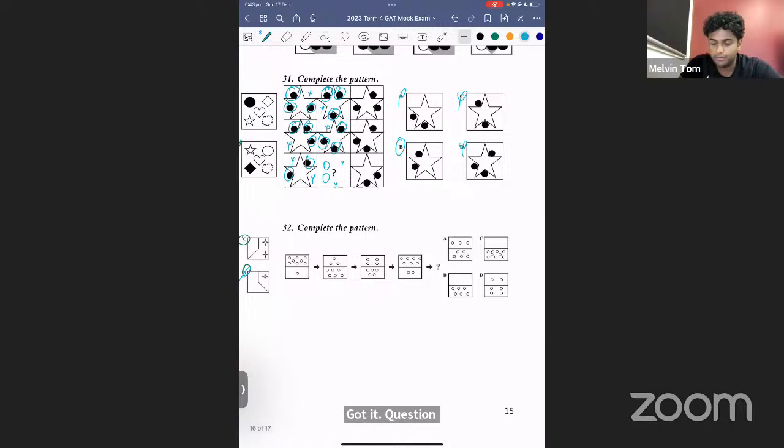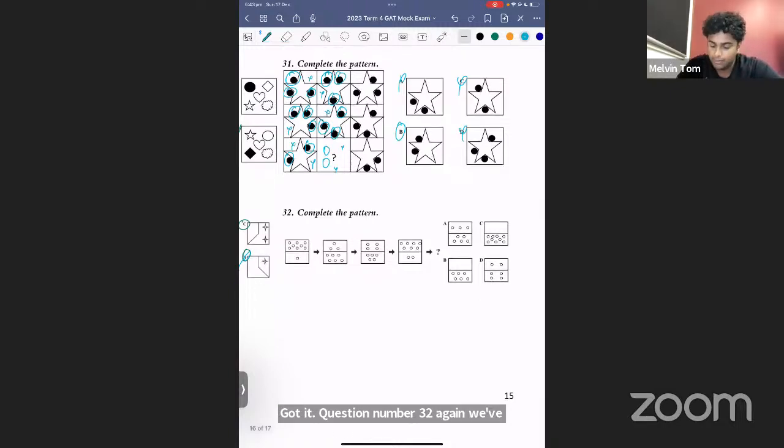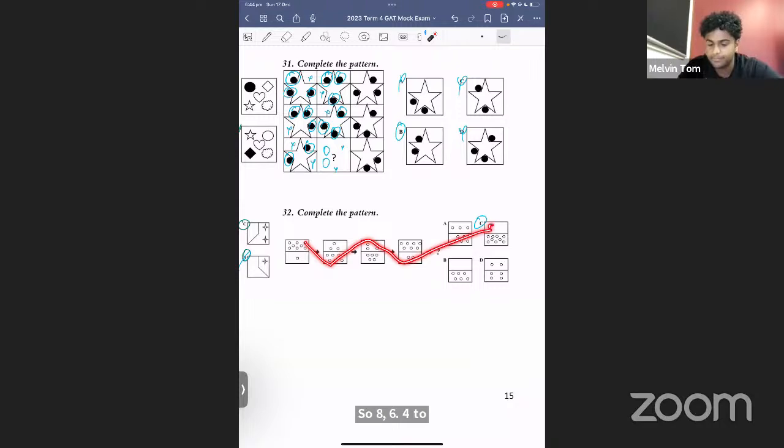Question number 32. Again, we've done a very similar question before. 1, 3, 5, 7, and it should be 9 at the bottom, correct? So 1, 2, 3, 4, 5, 6, 7, 8, 9, and it's C. But for the other pattern, it is 8, 6, 4, 2, 0.